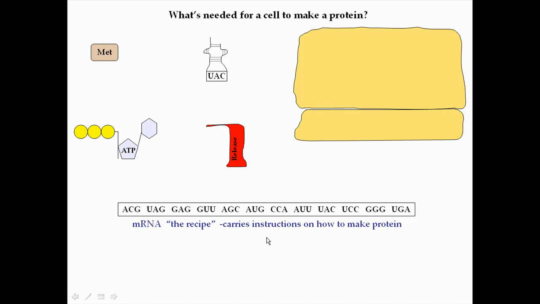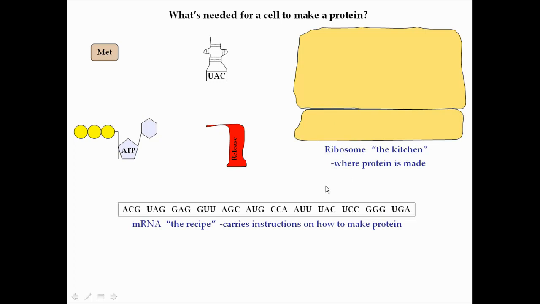Another thing that's needed in order to make a protein, just like in baking a cookie, you need the actual place to do it. Right? You need a kitchen in order to bake the cookies. So same thing when proteins are being made. You need the actual physical place in order to make it. And that physical place is the ribosome. So the ribosome is kind of like the kitchen in that it's the place where the proteins are actually made.